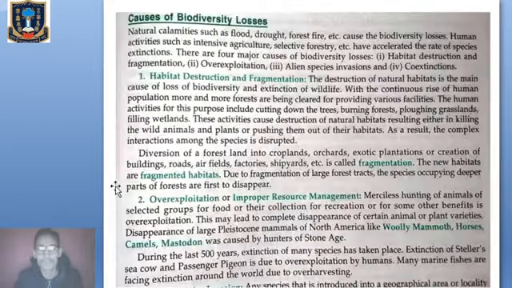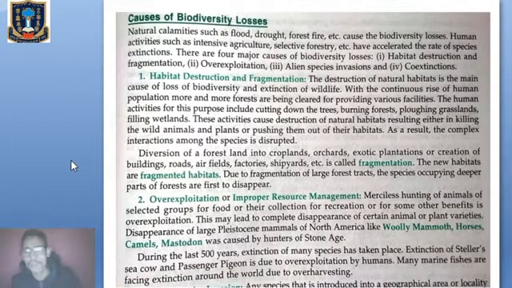Yeah. Now let's talk about the causes of biodiversity loss. What are the different reasons for the loss of biodiversity? So we have four main causes for the loss of biodiversity: habitat destruction, habitat fragmentation, overexploitation, alien species invasions, and coextinction. First we'll talk about habitat destruction and fragmentation, because habitat destruction and fragmentation is one of the major causes of the loss of biodiversity.